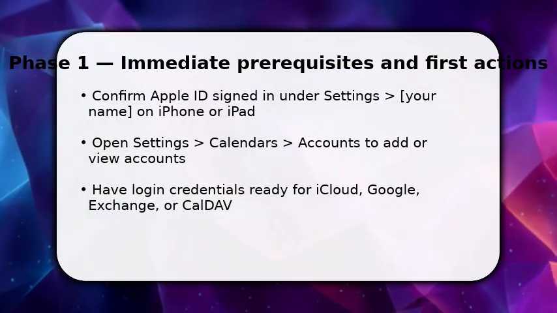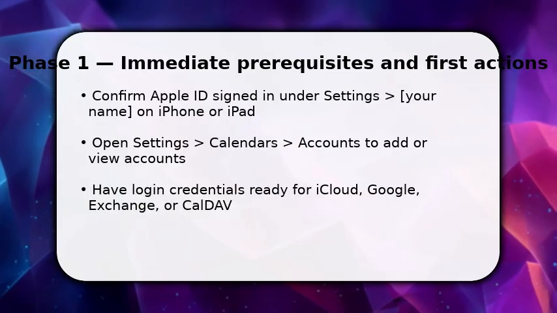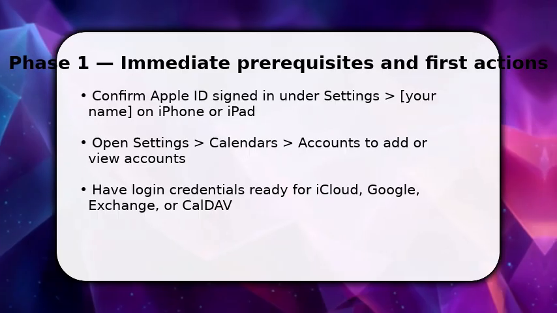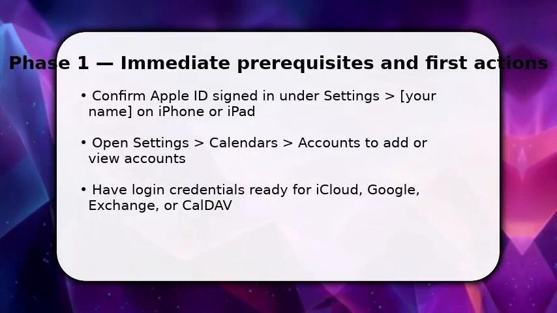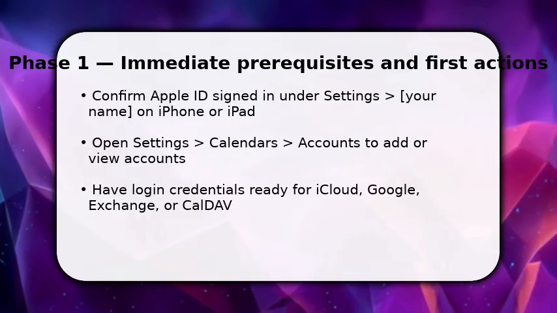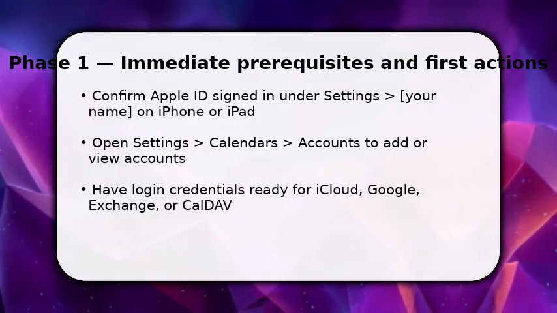You start by preparing accounts because Calendar pulls from accounts, so you must be signed into an appropriate service. Open Settings, tap Calendars, then Accounts. This is where Apple links iCloud, Google, Exchange, or CalDAV. Once there, tap Add Account and pick the service type.